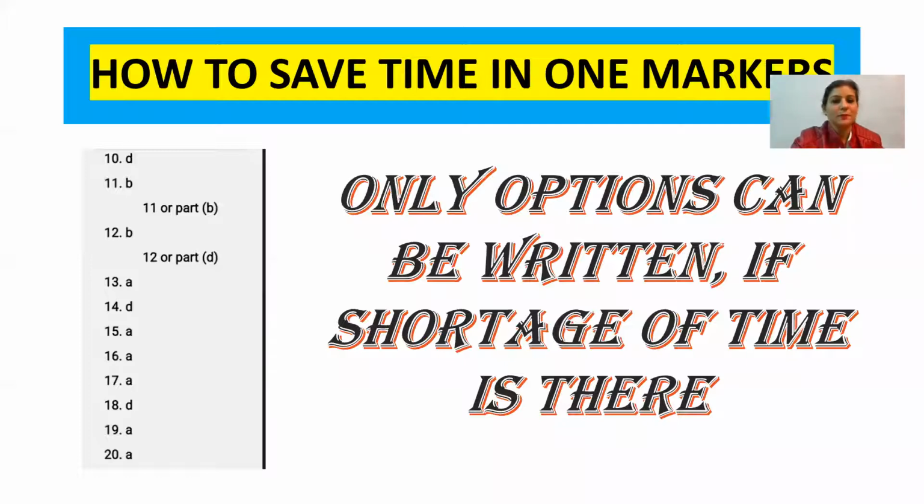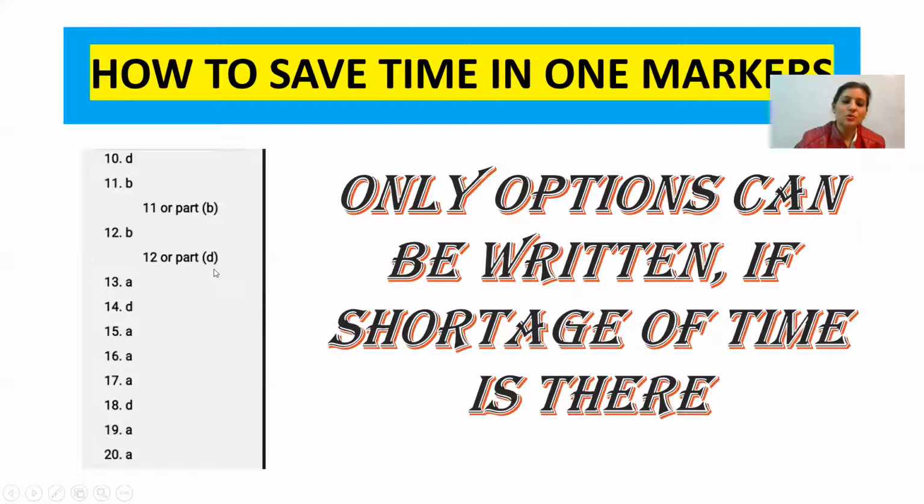This is the most important tip for your answer. Please note it down if you require. There will be 8 internal choices. If you are solving the or part, please start solving this part like this only by writing 12 or part and then write your answer.